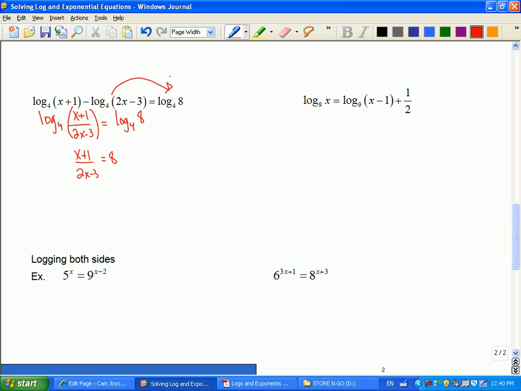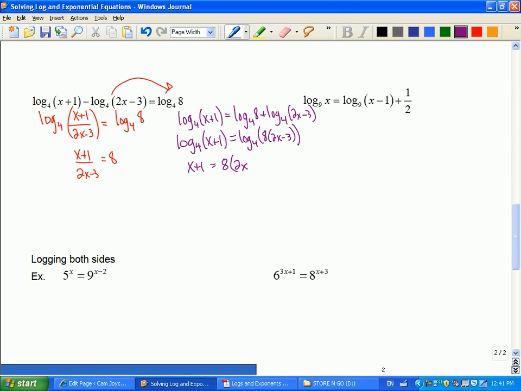If I move this to the other side, then what I would end up with, maybe I'll do it in purple here, log base 4 of x plus 1 is equal to log base 4 of 8 plus log base 4 of 2x minus 3. Now when I do the log laws, I don't have a fraction anymore. I'm going to end up with x plus 1 is equal to 8 times 2x minus 3.